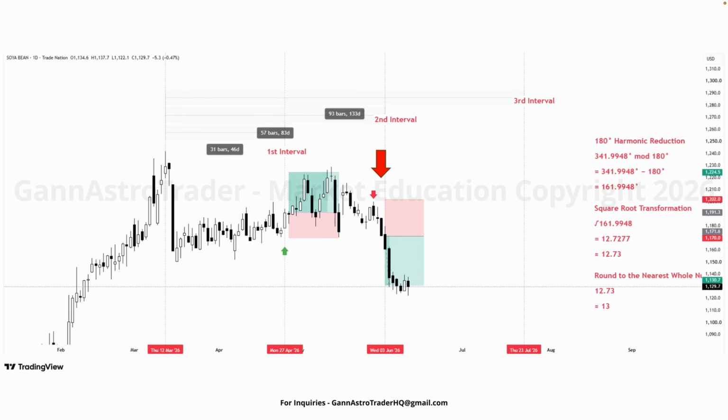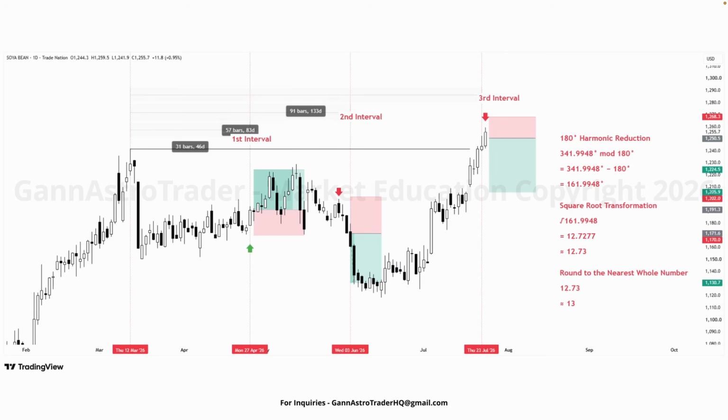By this stage, we have already observed both bullish and bearish reactions generated from the same planetary coordinate. This reinforces the concept that harmonic timing identifies periods of elevated probability rather than predicting a fixed market direction. We now continue to the third projected interval generated from the original Mercury calculation.